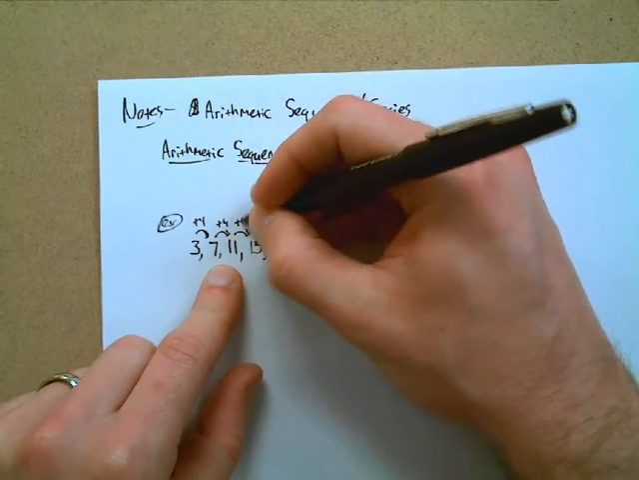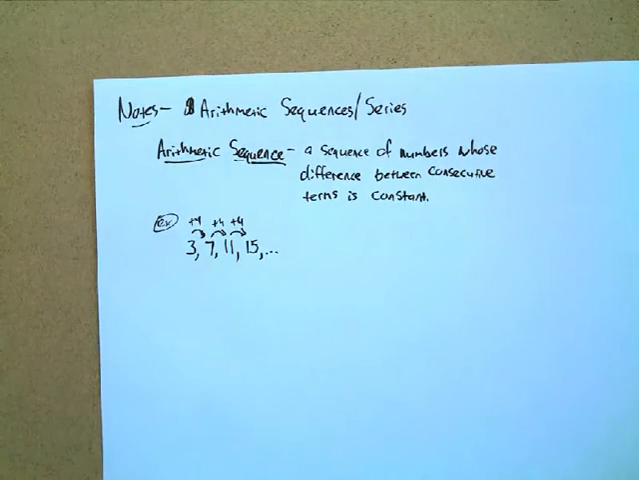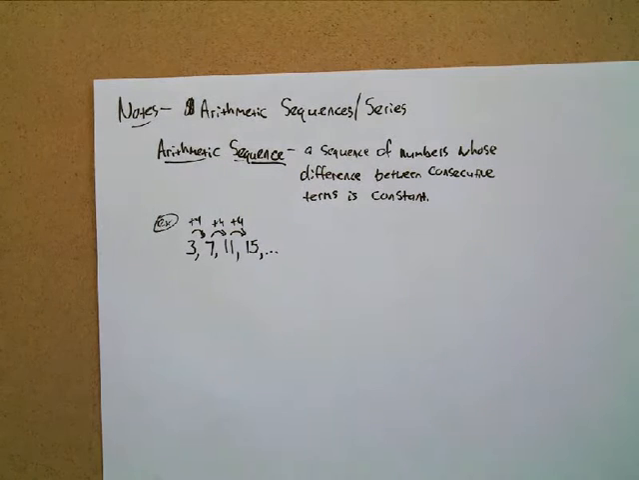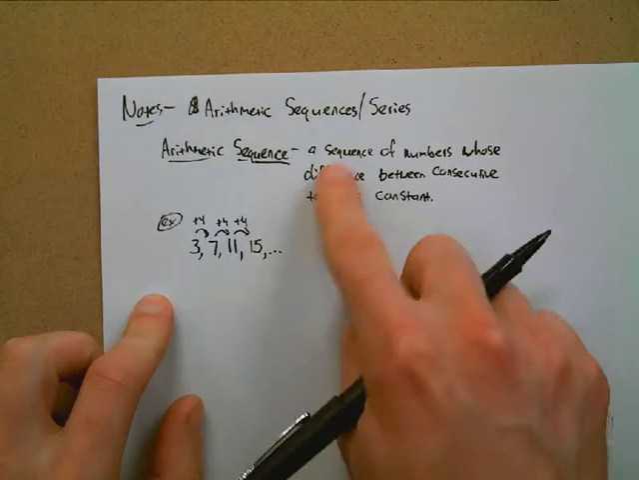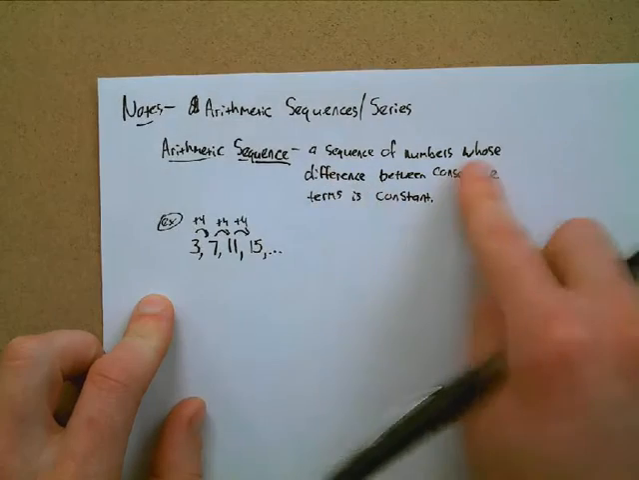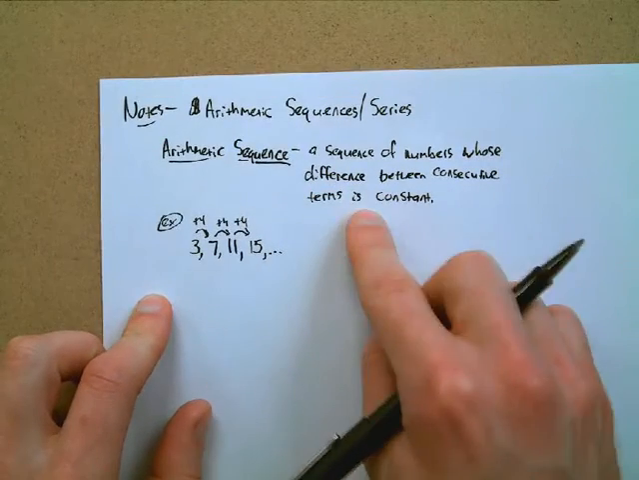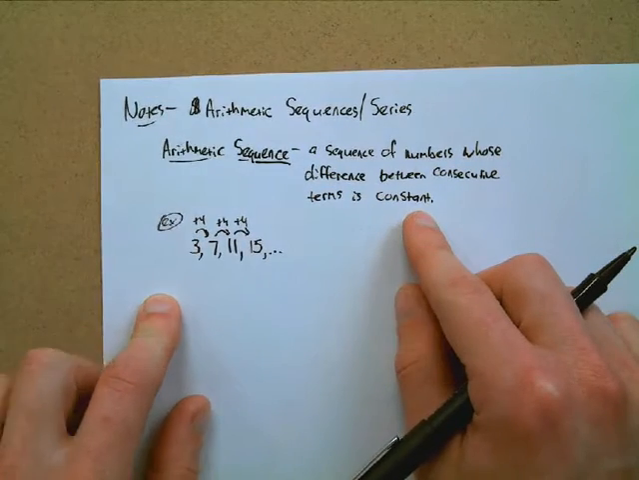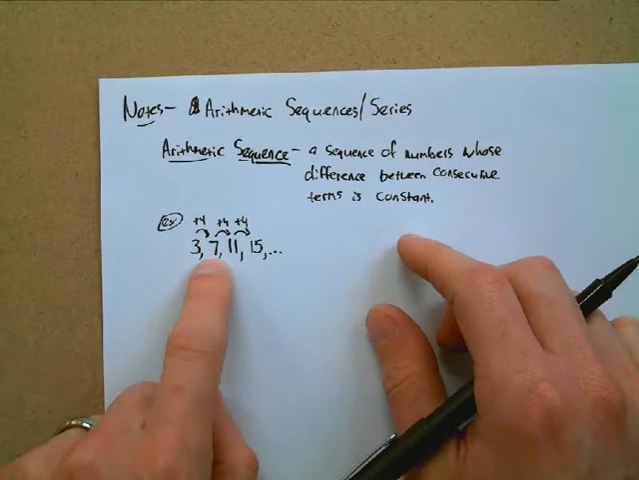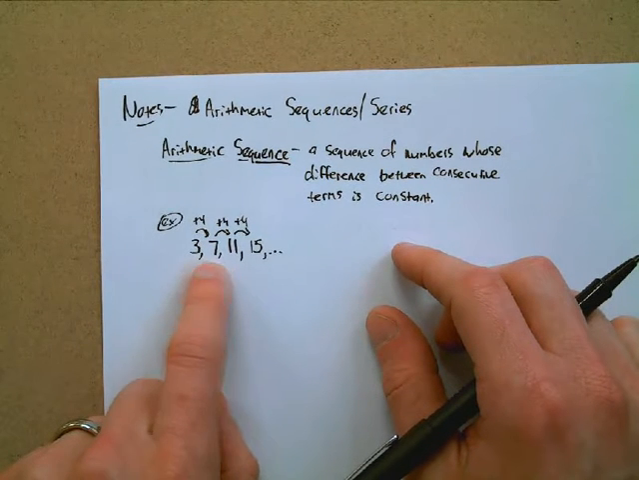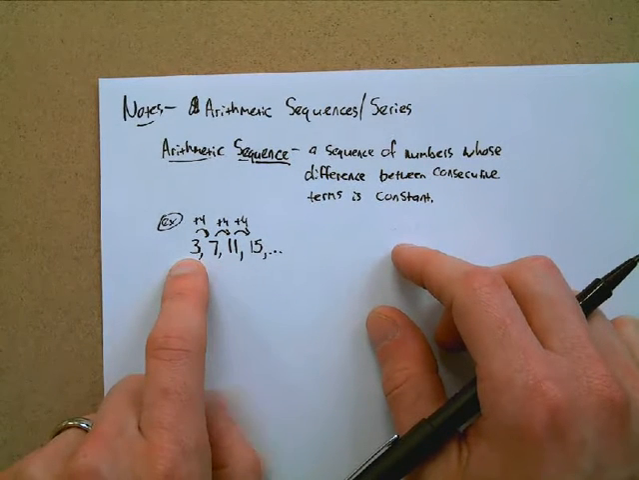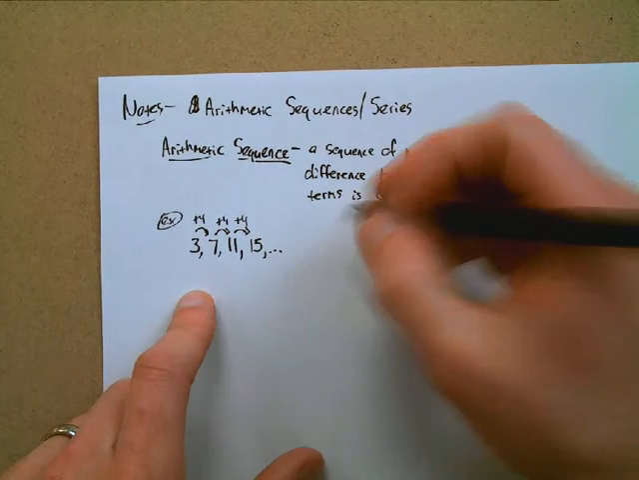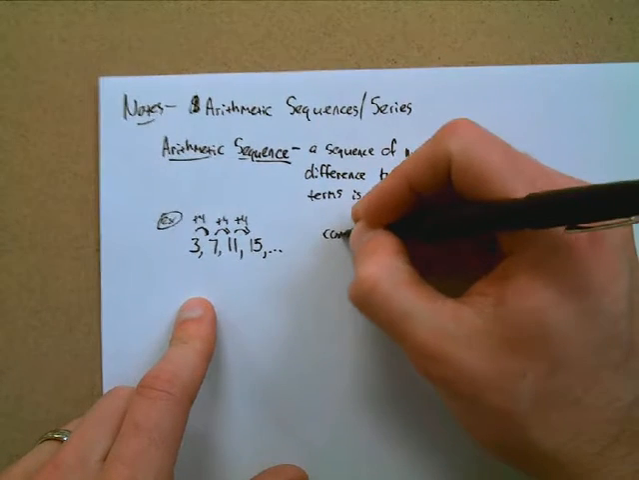But again, I didn't really talk about adding 4. When we talk about the sequence here, it says a sequence of numbers whose difference between consecutive terms is constant. So what I mean by that is that consecutive terms, like the 3 and the 7, are one after the other, right? 7's right after the 3. The difference there is 7 minus 3. Okay? And that difference is called the common difference. Common because it's shared, right? It's in common in the pattern there.